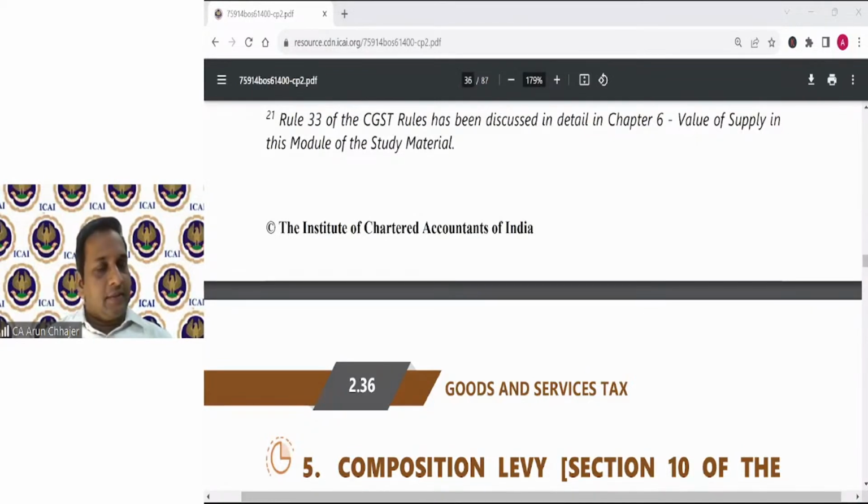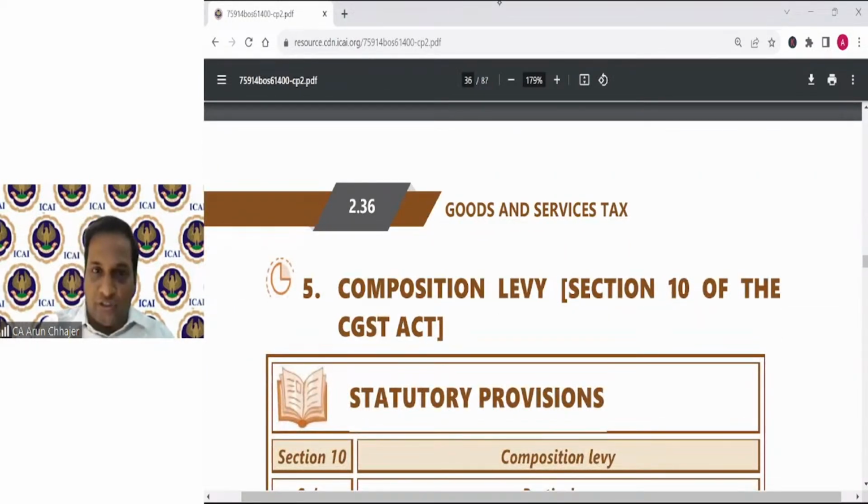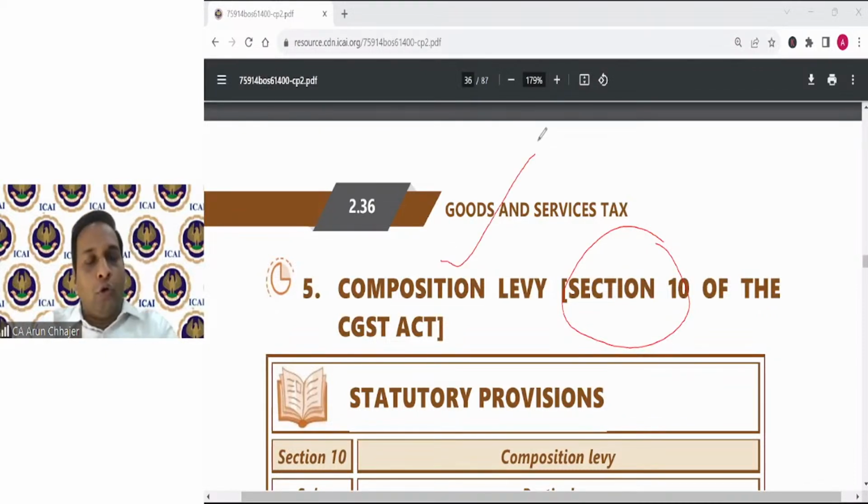Today's topic is day 2 of the charge of the GST, and basically the topic is composition levy. Composition levy means it is an alternative scheme for taking registration. If your aggregate turnover exceeds the threshold limit, you have to take registration, in which you have the option to go for the composition levy.